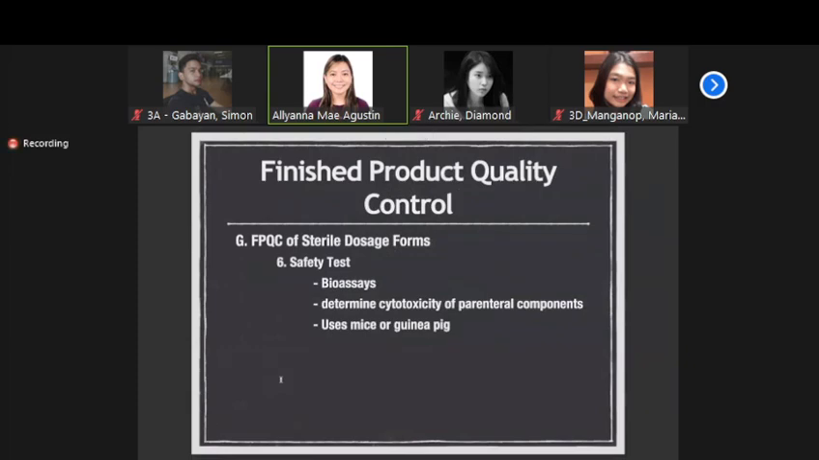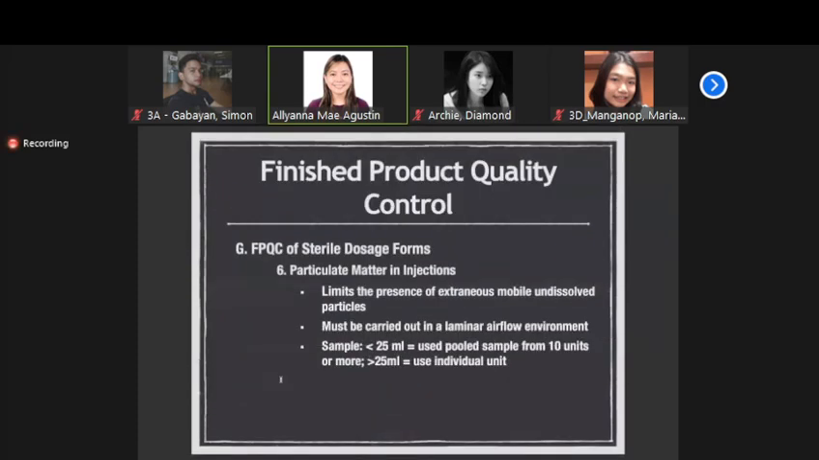Okay, next, safety test. We can do bioassay or cytotoxicity assay using mice or guinea pig or your cells. Then we have particulate matter. So presence of extraneous undissolved particles and must be carried out in your laminar airflow environment. So your biosafety cabinet. Okay, so for the number of samples, if less than 25 ml ang product, then from 10 units. Pero pag greater than 25 ml ang product, use 1 unit. Use individual unit.